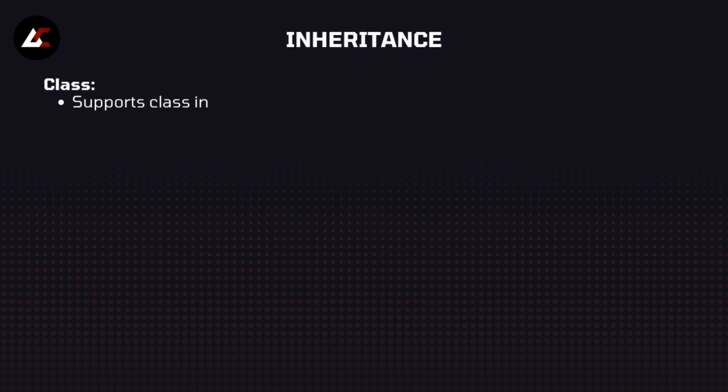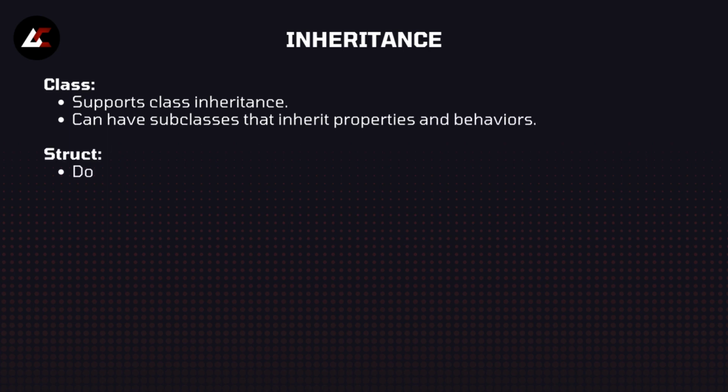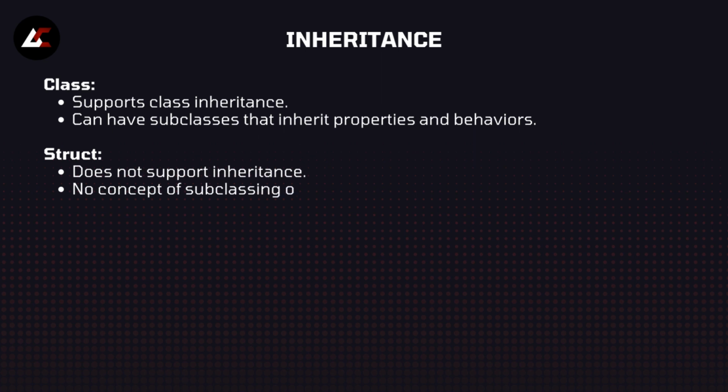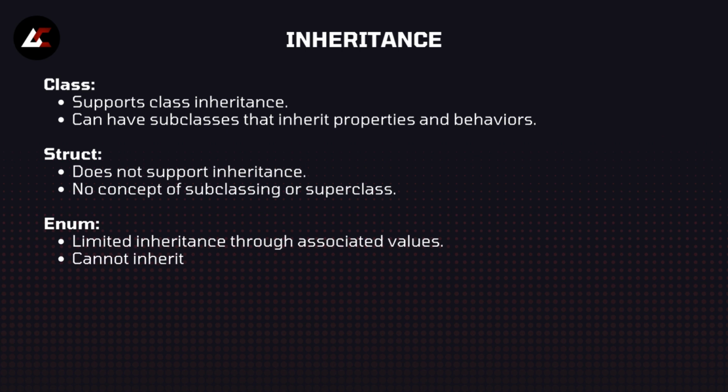Second, inheritance. Classes support inheritance and can have subclasses that inherit properties and behaviors. Structures do not support inheritance. There is no concept of subclassing and superclasses. Enums have limited inheritance through associated values and cannot inherit from other enums or types.